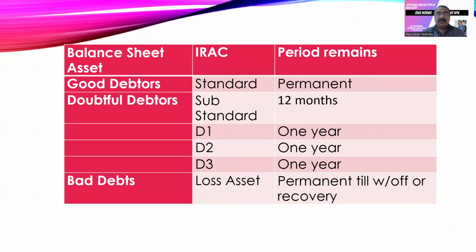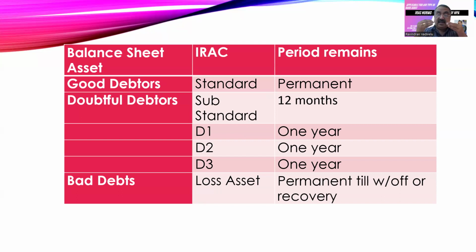And now the debtors. So this is very, very important. Let us take the total debtors. In this, there are good debtors, doubtful debts, and bad debts. So these are three things which you have learned in accounts. So a good debtor is called standard. It remains permanent. No provision, nothing is required. And if it is doubtful, they are classified into four parts. One is substandard, that is for 12 months, and D1, D2, D3. So 4 years.